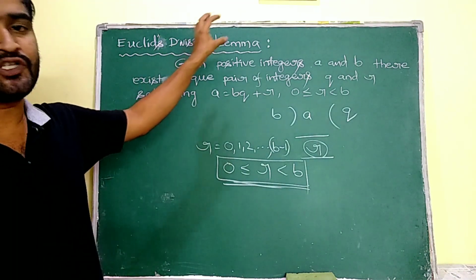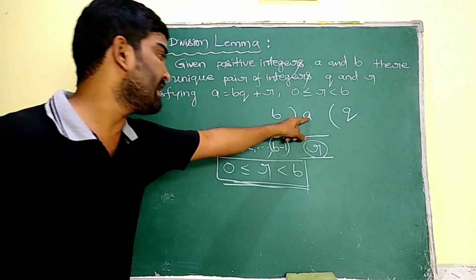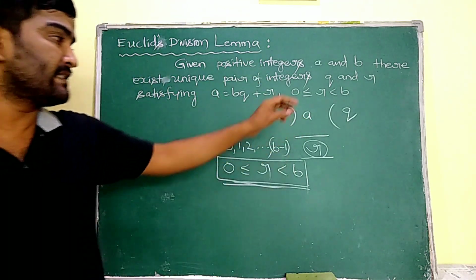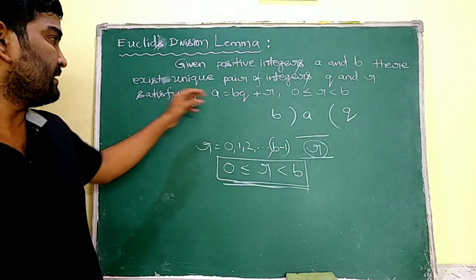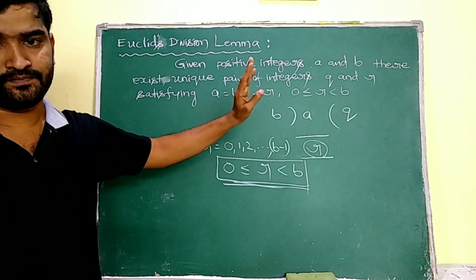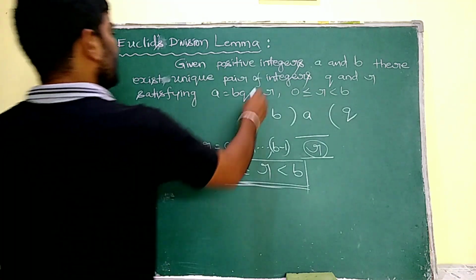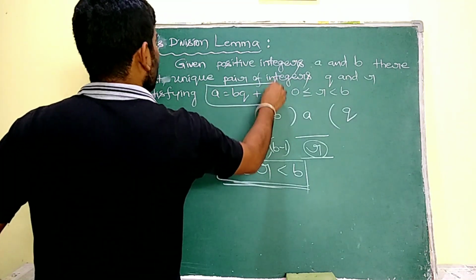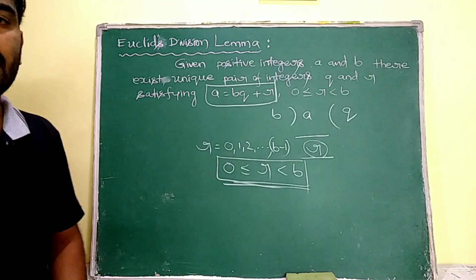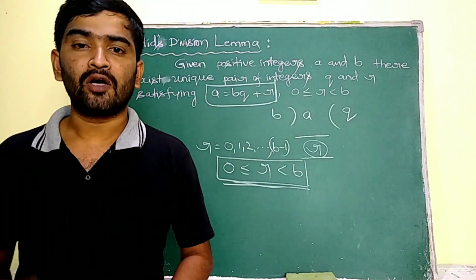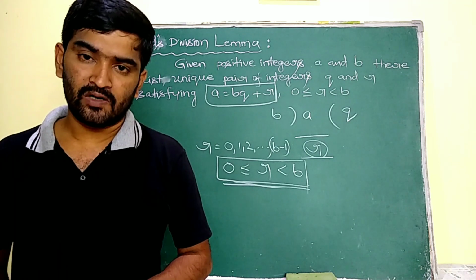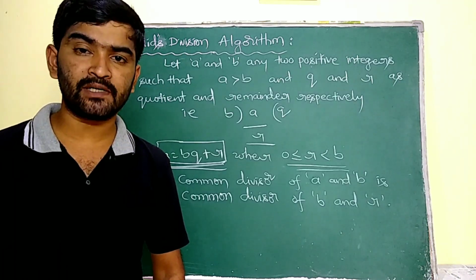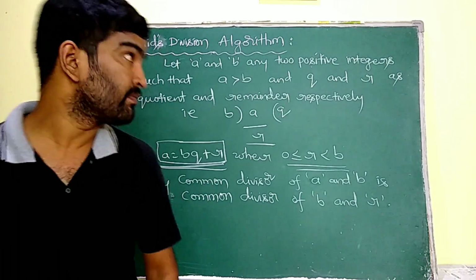Given positive integers a and b, there exists a unique pair of integers q and r such that a is equal to bq plus r. This is said to be the Euclid division lemma. This is a very important concept. Now I am going to explain you Euclid's division algorithm.